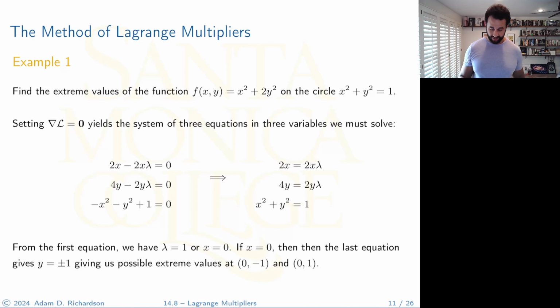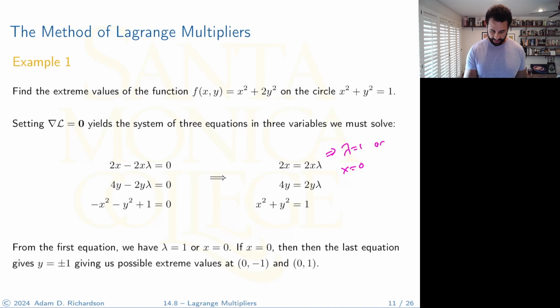So here we go. From the very first equation here, we get that either lambda is equal to 1 or x is equal to 0. So that's what this tells us. Maybe I'll even say this implies lambda is equal to 1 or x is equal to 0.